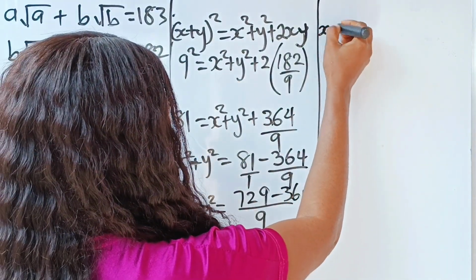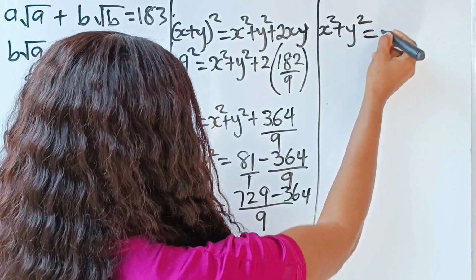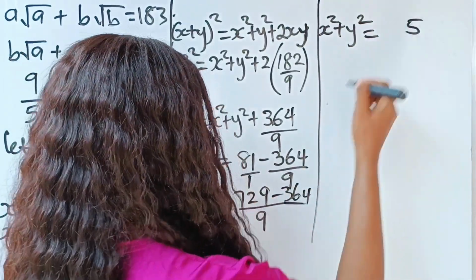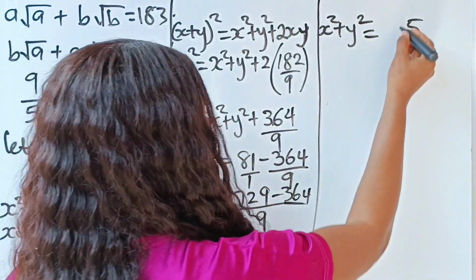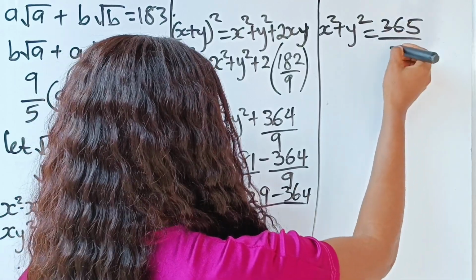Now we have x^2 + y^2 is equal to 729 minus 364 over 9. 9 minus 4 will give us 5. 2 minus 6 is not possible, so 12 minus 6 will give us 6. Then we have 7 minus 3 will give us 3. So this is what we have: 365 over 9.